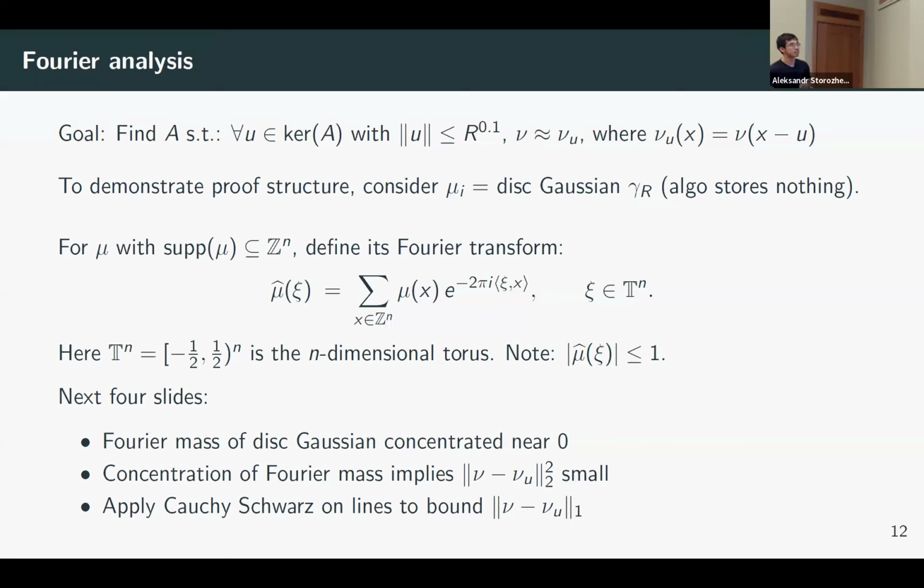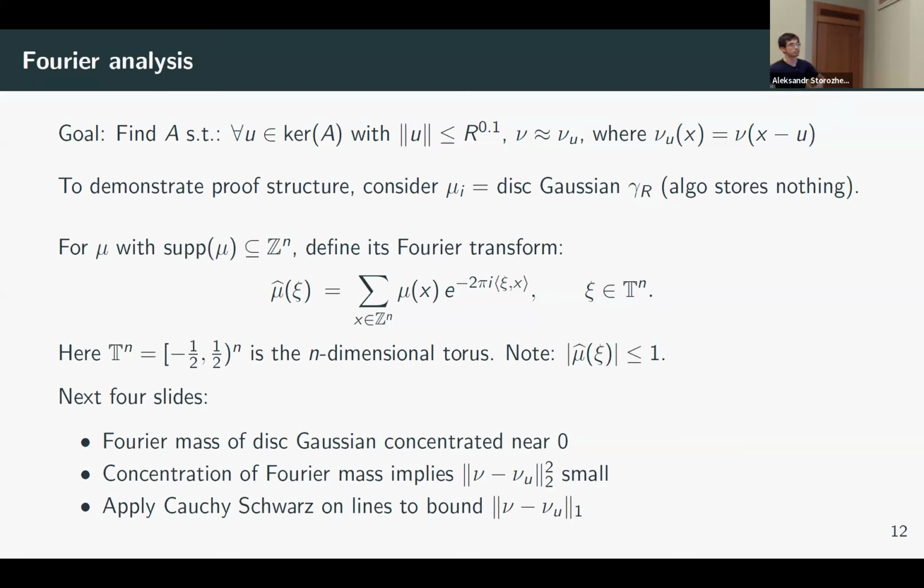Here I changed notation slightly just to make things look okay when we do Fourier analysis. So mu sub u is the translated distribution, and we will argue that if the distribution has a Fourier mass concentrated around 0, then the L2 distance must be bounded. And ideally, next, what we should do is apply Cauchy-Schwarz to translate the bound on L2 to L1, the TVD. But it turns out that we need to do it in a careful way, because directly applying Cauchy-Schwarz will not give us a non-trivial value.